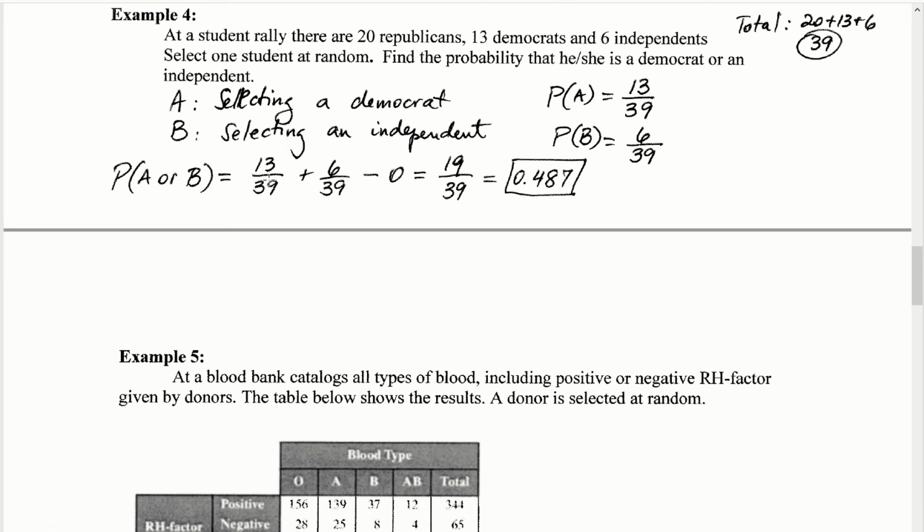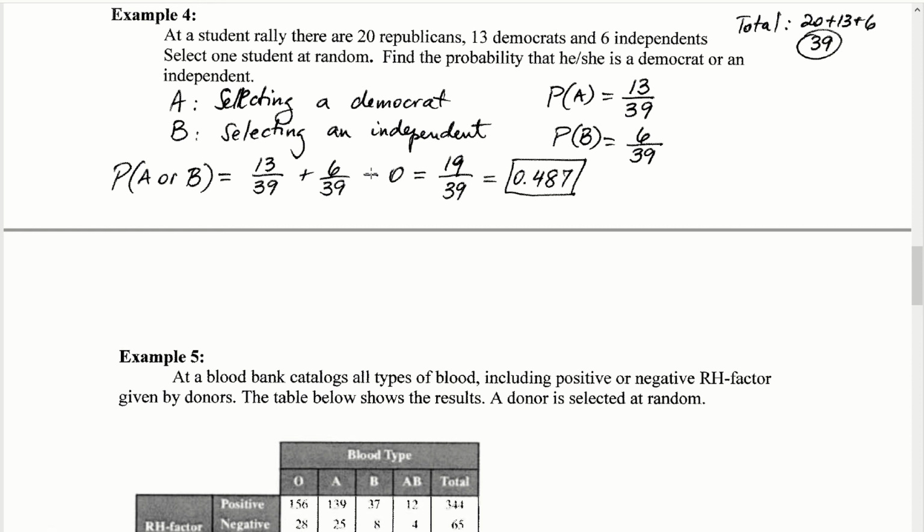This would be the probability of a Democrat plus the probability of an independent minus the probability of someone who's a Democrat and an independent simultaneously. Well, there's 13 Democrats, and we would need to know how many individuals there are altogether. We had a total of 20 plus 13 plus 6, which lets us know that there was 39 individuals altogether. 13 of them are Democrats, so the probability of selecting a Democrat is 13 out of 39. There were 6 independents, so the probability of selecting an independent would be 6 out of 39.